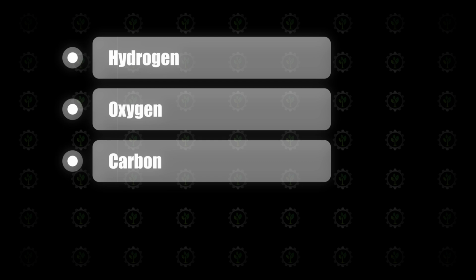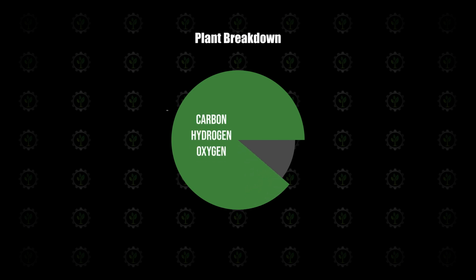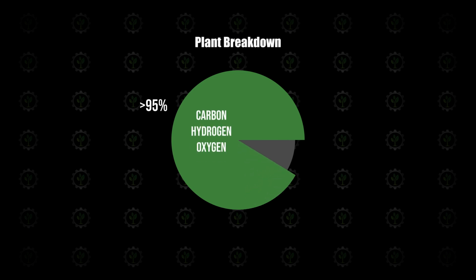So diving into essential nutrients, there's three that come straight from the top. That's hydrogen, oxygen, and carbon. And why is that? Well, it's because it's what's in our air. Our plants are over 95% carbon, hydrogen, and oxygen.